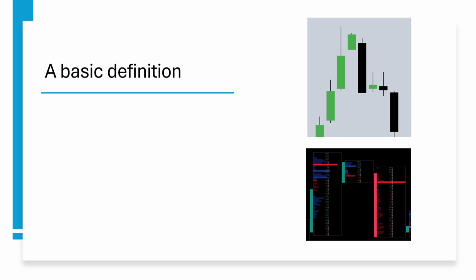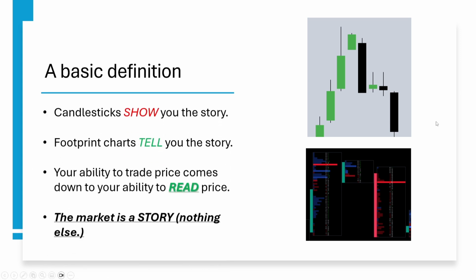Footprint charts are a tool that you use. They are not an indicator. They're not a bot. They're not an algo. You cannot program them into an algo. They are on software that you can use, and again, they are not an indicator. But the basic definition of footprint charts works something like this. I want you to think of it this way: the candlesticks show you the story, but footprint charts in real time tell you the story.